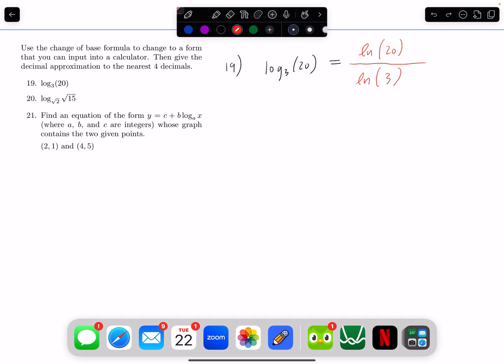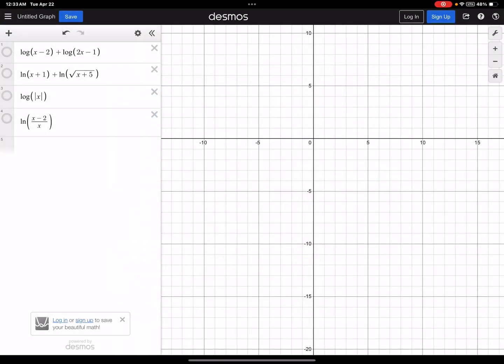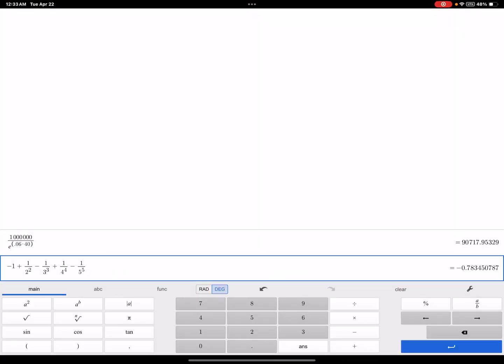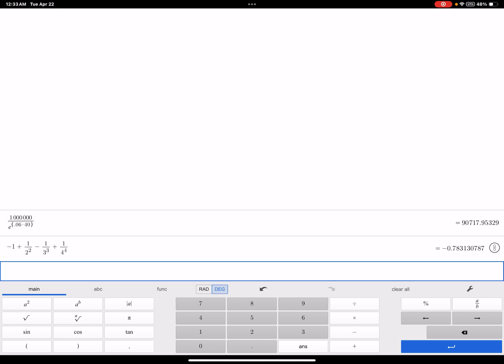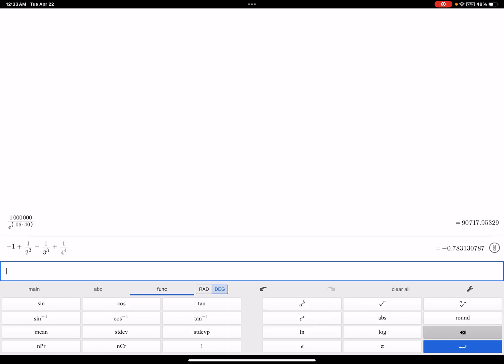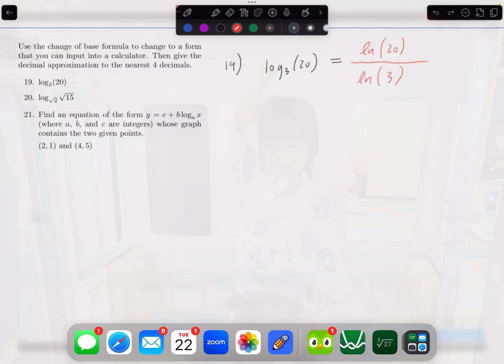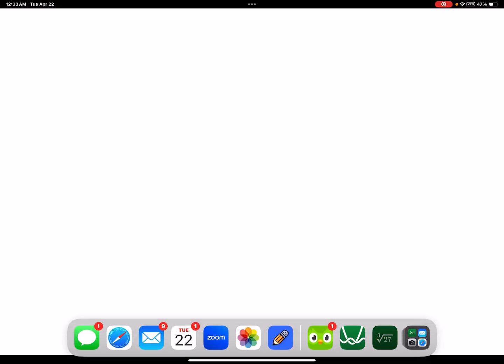Now I have to enter this in my calculator. Oh, wrong one. This one. Okay, I want a function. Notice there's a ln built in, also a log built in. I could choose either one, but I chose ln. So I'm going to do ln of 20 up top, 3 down bottom.